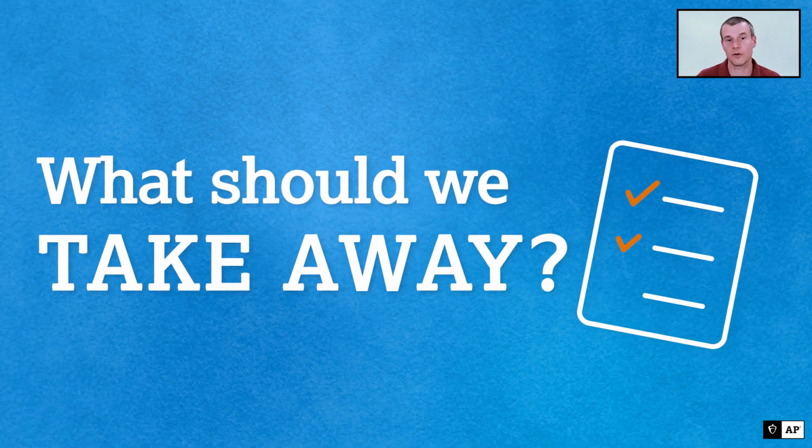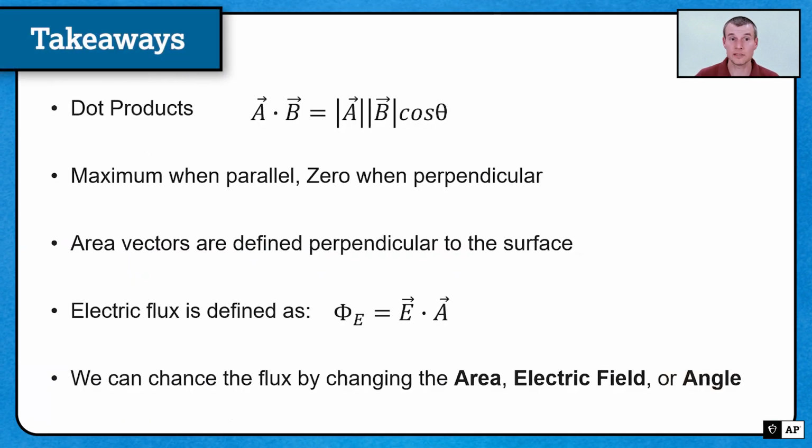So what should we take away from this video? Probably one of the biggest things we should take away is what a dot product is and when it's maximized versus minimized. It's maximum when they're parallel, and it's 0 when they're perpendicular. Just a quick thing to have in your brain.